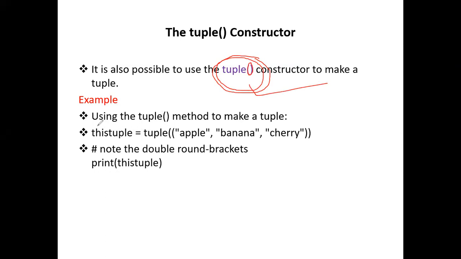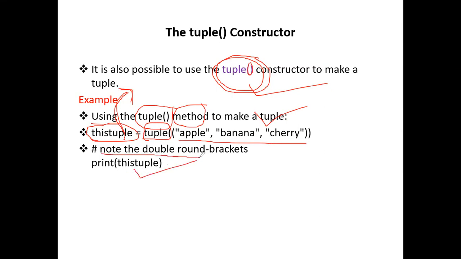I'll give some examples. Using the tuple method, we can create a tuple, like this. What is this? Tuple name. The user can use any name, and we use the constructor tuple. Now whatever elements you want, you can write. Clear? Now if you want to print, you can print.